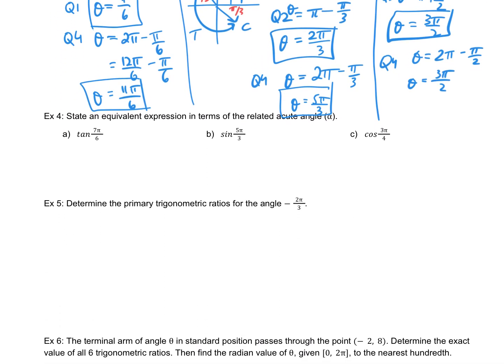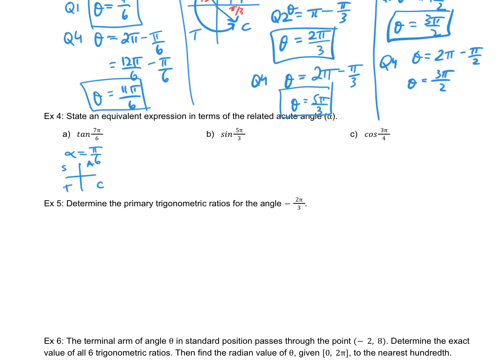Okay. Next, we're going to state an equivalent expression in terms of the related acute angle. This is an exercise in the cast rule, so positives, negatives, and knowing the related acute angle. So when I see tan 7 pi over 6, I see that over 6, so I know alpha is pi over 6. What this question is asking me is to write an equivalent expression that's also about pi over 6 and tan. And the only real question here is: is tan 7 pi over 6 equal to tan pi over 6 or negative tan pi over 6? And the cast rule is going to tell me that.